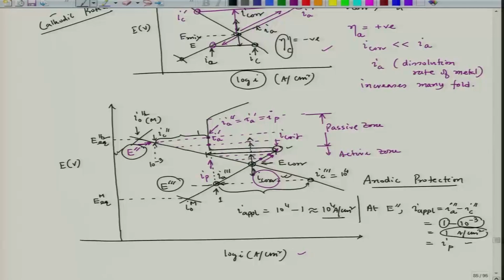But if we try to follow the same protection by doing cathodic protection in active passive metal, we will need to supply very large current density all the time. So, that way the cathodic protection becomes disadvantageous in case of active passive metal. So, this is about active passive metal, passivation and mixed potential theory interaction.